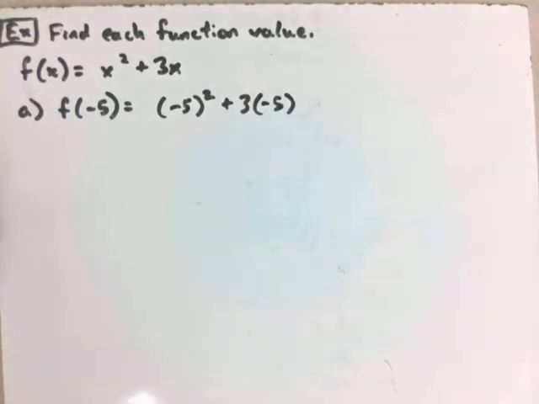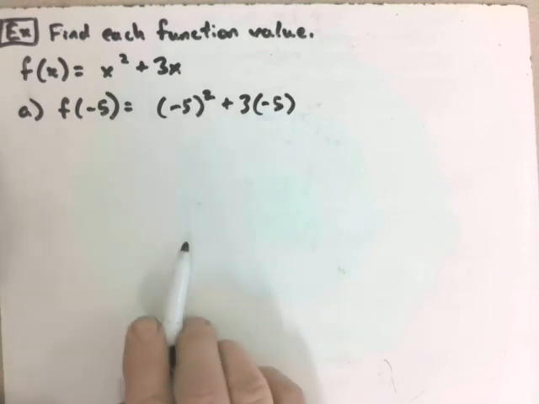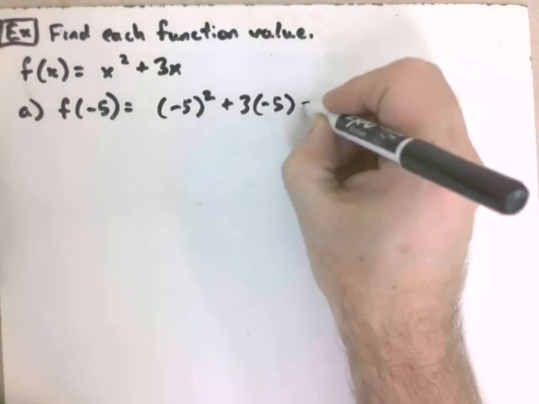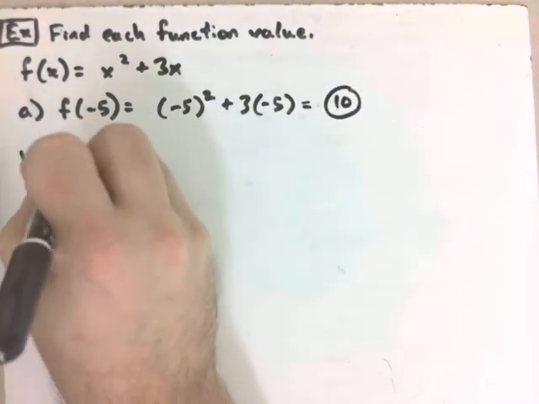For your final answer, you want to go through and simplify this, evaluate this so that we don't have any parentheses left, and combine all of our like terms. In this case, we just have all numbers, so we should have just a single number for our final answer. -5 in parentheses squared is 25. 3 times -5 is -15, and 25 minus 15 is 10. So that's our final answer for that one.